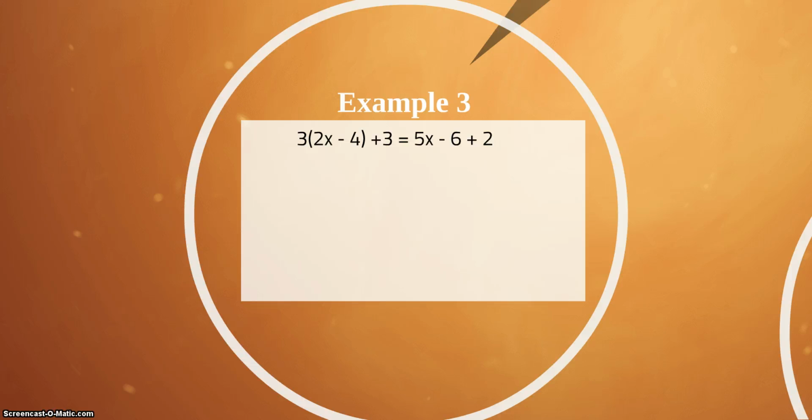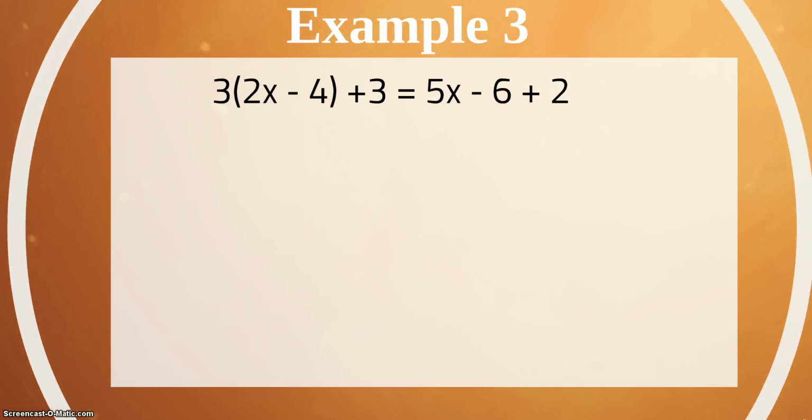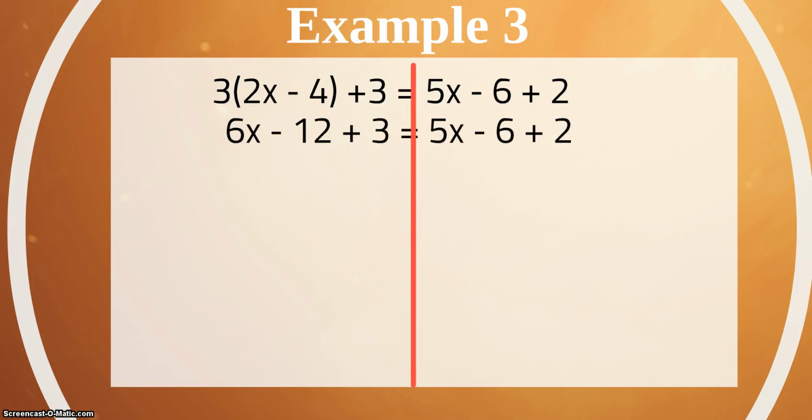For a third example, we have 3 parentheses 2x minus 4, plus 3, is equal to 5x minus 6 plus 2. And here we're going to distribute and combine like terms of anything we can first. So now when I distribute this 3, it's only going to things inside the parentheses. I get 6x minus 12 plus 3 is equal to 5x minus 6 plus 2.